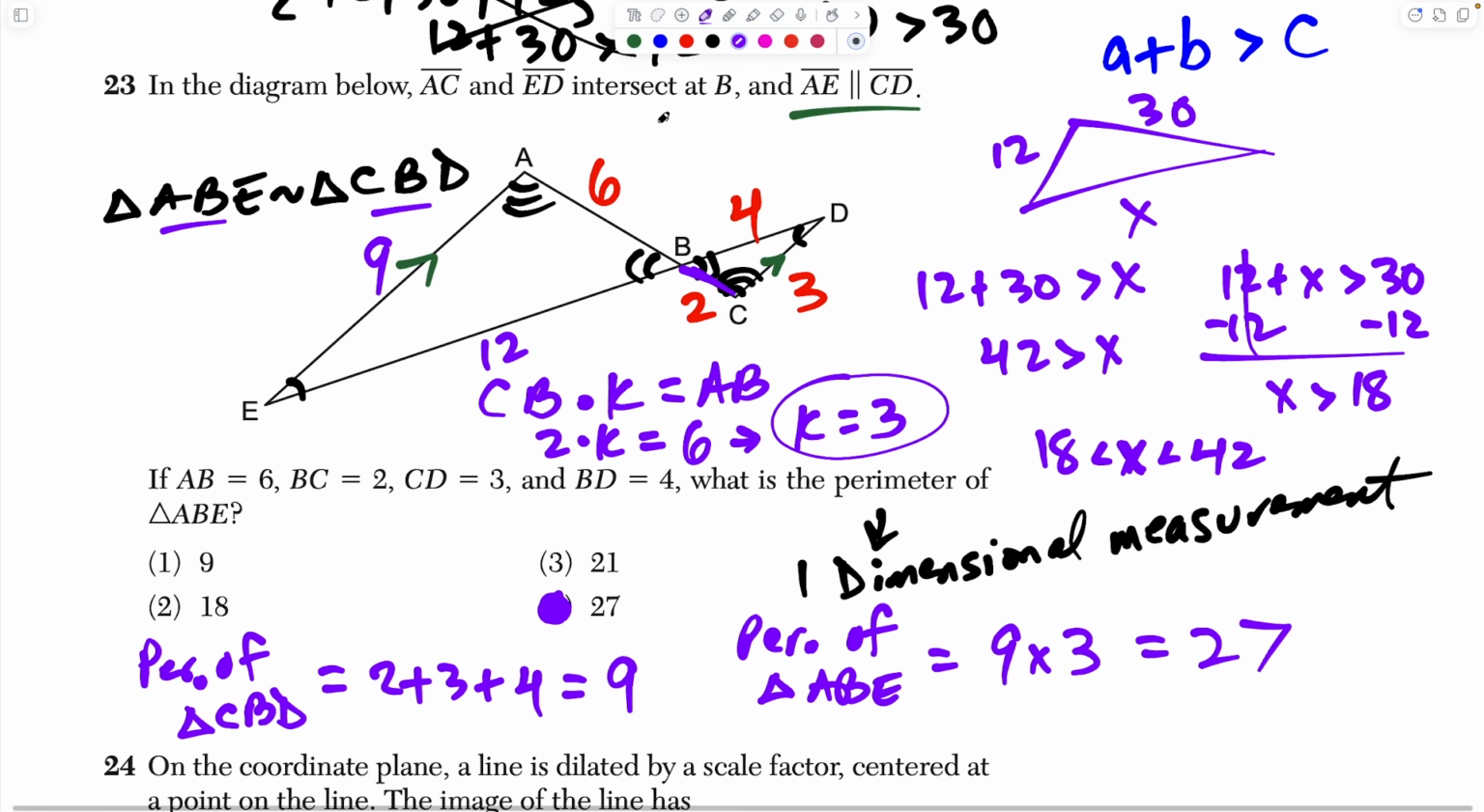Now, I just want to point out, if this phrase had changed to area instead, then this question becomes much trickier. You cannot just multiply by the scale factor. You'd actually have to multiply by the scale factor squared. Okay, so just be mindful of that. I was only able to do this scale factor multiplying trick because this perimeter is a one-dimensional measurement. The distance going around is one dimension.